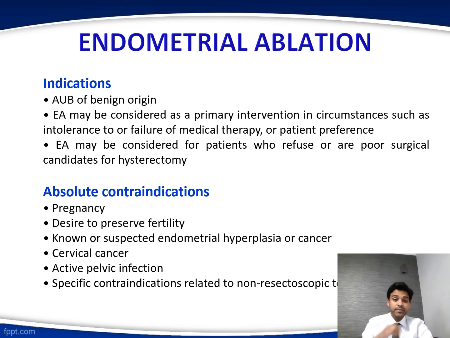The absolute contraindications would be pregnancy, desire to preserve fertility, known or suspected endometrial hyperplasia or cancer, cervical cancer, active pelvic infection, and the specific contraindications related to non-resectoscopic techniques. So what are these non-resectoscopic techniques? Simple. It is an endometrial ablation using a technique of placing a catheter right in the uterine cavity to ablate the lining of the uterine cavity. This is what is called a non-resectoscopic technique. So these are absolute contraindications.